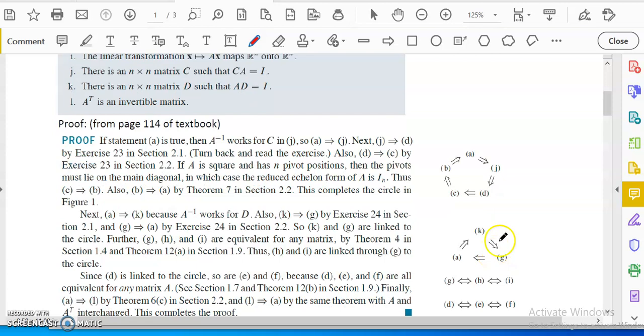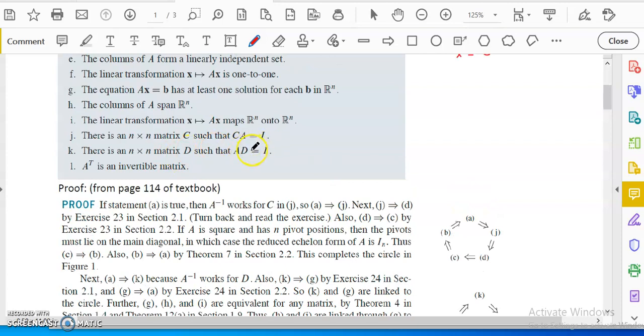The second loop links everything together through A again. From A, we can go from K to G. K is the other inverse, let's say AD equal to I. And then D is: AX equal to B has at least one solution, because if AD equals I, then D is the A inverse, and AD equal to I.